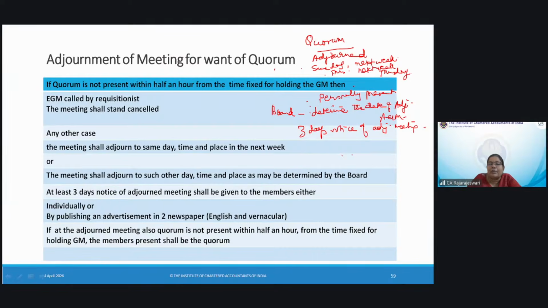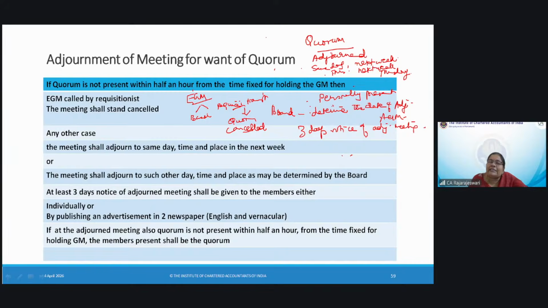and a vernacular newspaper. In case of EGM, if it is called by the requisitionists themselves, because EGM could be called by the board or by the members holding shares, that you call it as a requisitionist. So they themselves have called the meeting. So when quorum is not there, it will be cancelled because they only have called the meeting. So quorum is not there, then the meeting stands cancelled.